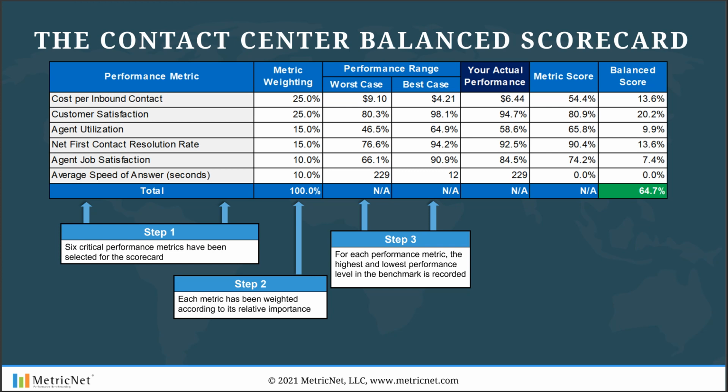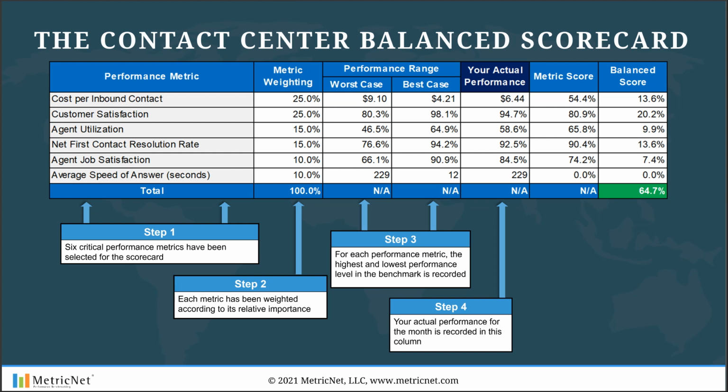Now, your actual contact center performance would go in the third column from the right. That's real data from a benchmark we conducted. And you're going to see, as I continue through this example, we're going to reuse this data, the data where it says your actual performance, so $6.44 cost per contact, 94.7% customer satisfaction, and so on. We're going to reuse this data. So we're using the same case study as we continue on through this exercise.